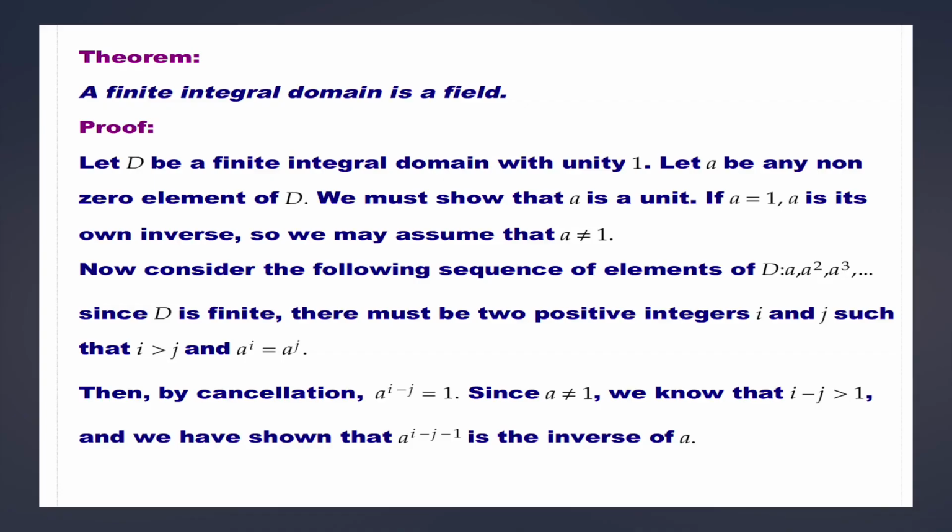A finite integral domain is a field. Let's see the proof. Let D be a finite integral domain with unity 1. Let a be any non-zero element of D. We must show that a is a unit. If a equals 1, a is its own inverse, so we may assume that a is not equal to 1. Now consider the following sequence of elements of D: a, a squared, a cubed, etc. Since D is finite, there must be two positive integers i and j such that i is greater than j and a^i equals a^j. Then by cancellation, a^(i-j) equals 1. Since a is not equal to 1, we know that i-j should be greater than 1, and we have shown that a^(i-j-1) is the inverse of a.